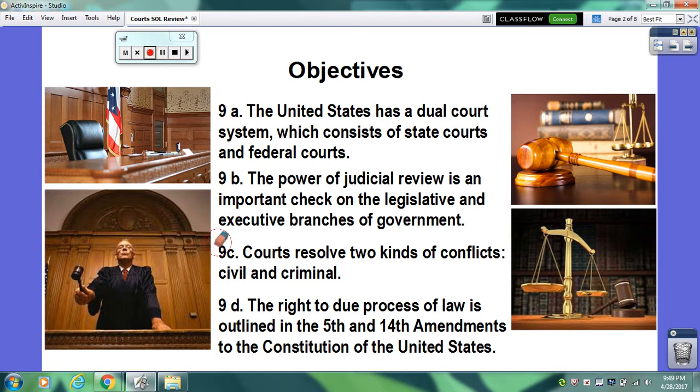We will also look and see how the courts resolve two kinds of conflicts, civil and criminal. And lastly, we'll look at how the right to due process of law is outlined in the 5th and 14th Amendments to the Constitution of the United States. So let's get started, and we'll start taking down notes about the dual court system that exists in our country.